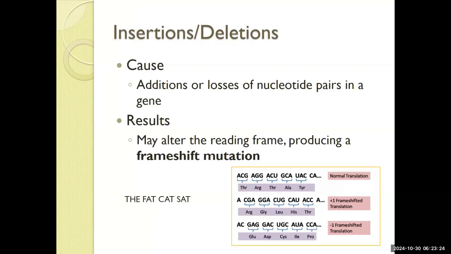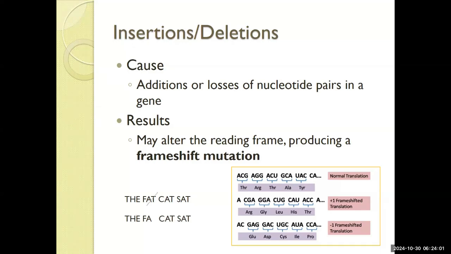Any additions or losses of nucleotide pairs in a gene may alter the reading frame, producing a frameshift mutation. This is missense on high. It doesn't just change one amino acid, but every amino acid after the fact. The example here is "the fat cat sat," common English words that follow the three-letter codon pattern. Let's say we delete the T.